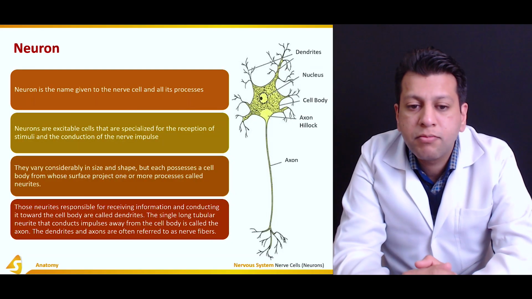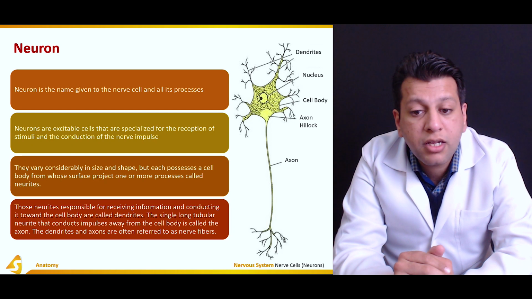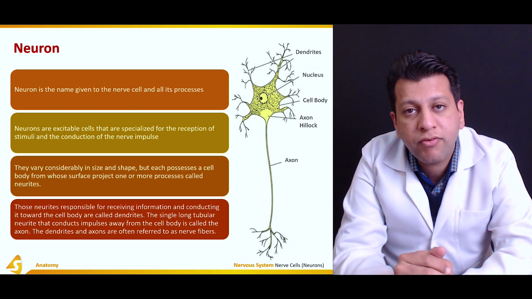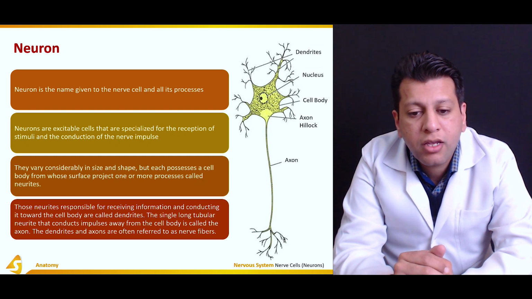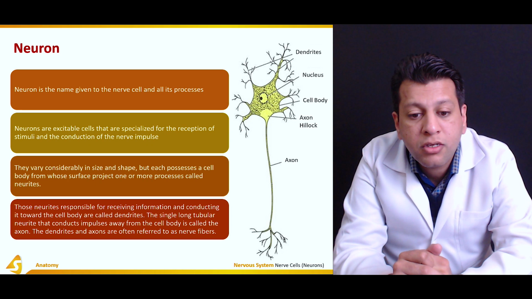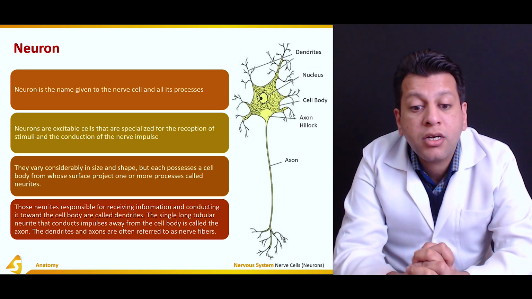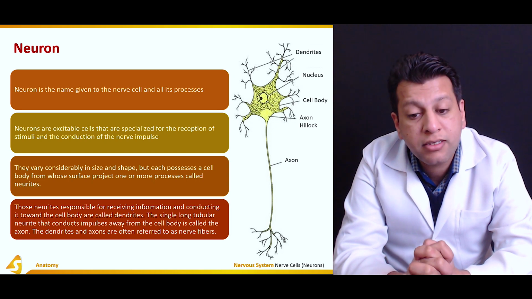So what is a neuron? A neuron is a name given to the nerve cells and its processes. Neurons are excitable cells that are specialized for reception of stimuli and conduction of nerve impulses. They vary considerably in size and shape, but each possesses a cell body from whose surface project one or more processes called neurites. Those neurites responsible for receiving information and conducting it towards the cell body are called dendrites.